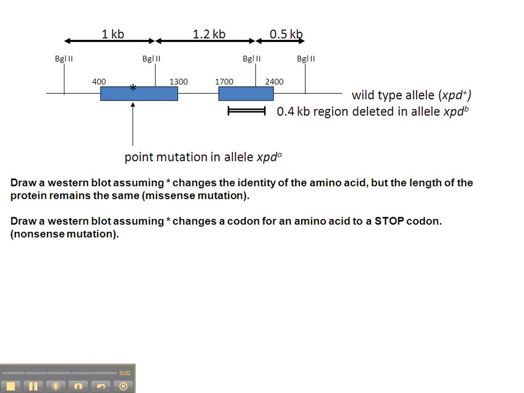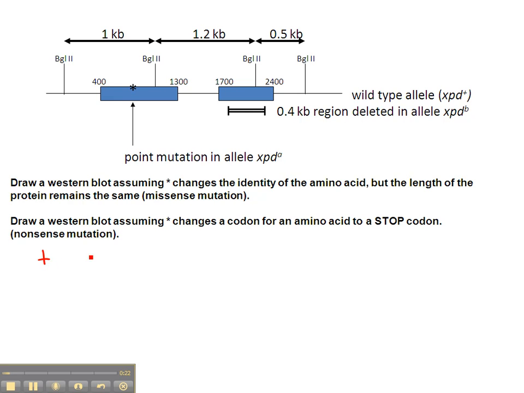The last question on the molecular methods handout asks about a Western blot. So for the Western blot, we're going to be thinking about the properties of the proteins that result after the alleles described have been first transcribed into RNA and then translated into protein. So let's think about what the proteins will look like from those different alleles.